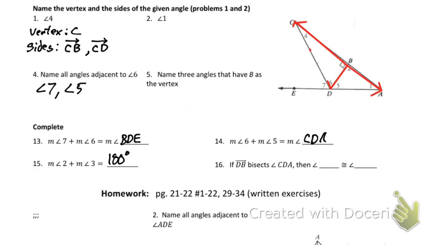All right, everybody. Homework is pages 21 through 22, problems 1 through 22, and 29 through 34, which are already listed on your sheet. Remember, those are just out of the book. If you're in the book, you're on pages 21 through 24. If you're just looking through the notes, just work through those.